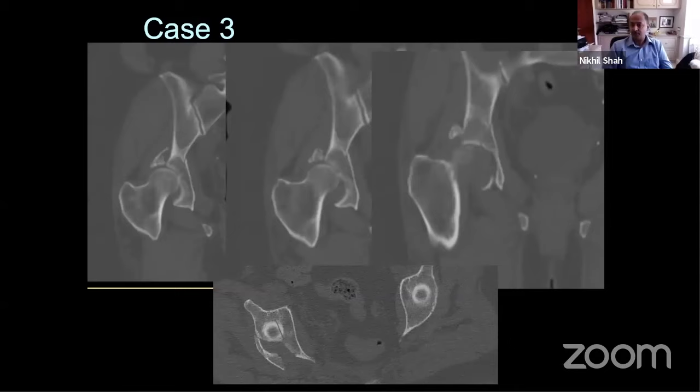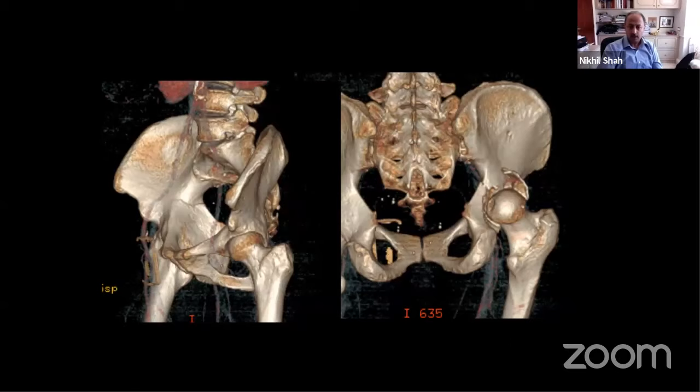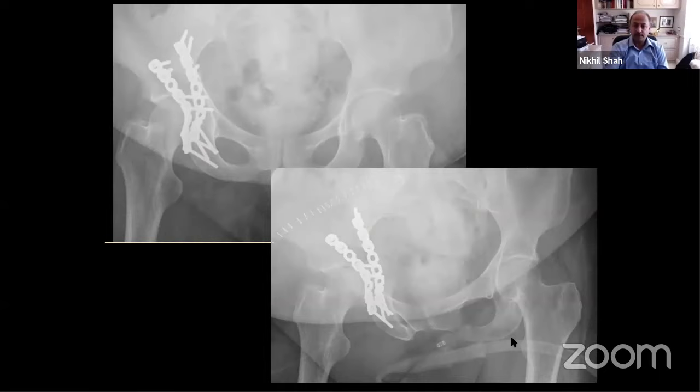Another example of a slightly older age group patient, you can tell that from the quality of the bone, a transverse with posterior wall. This was also exiting high up anteriorly, but it was undisplaced. So there was no need for a sequential approach, and it was also incomplete. So just a posterior approach with two plates and a reduction of the fracture.